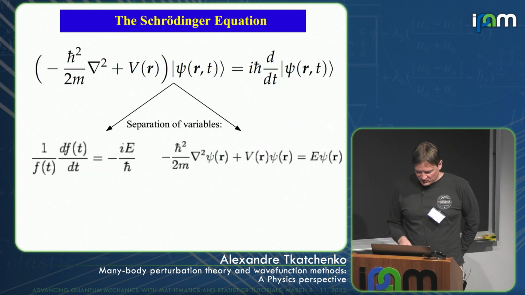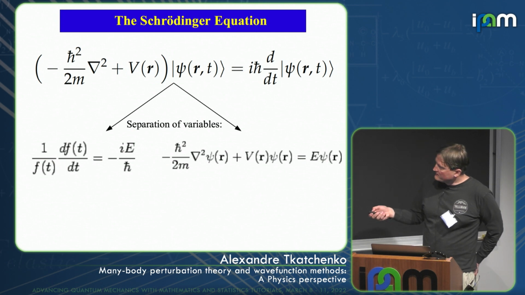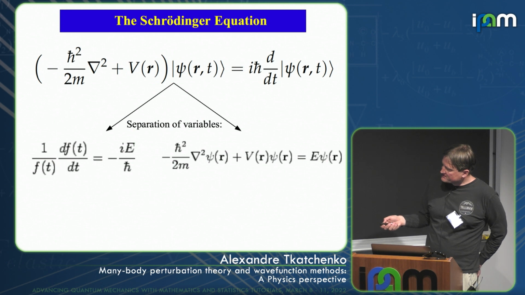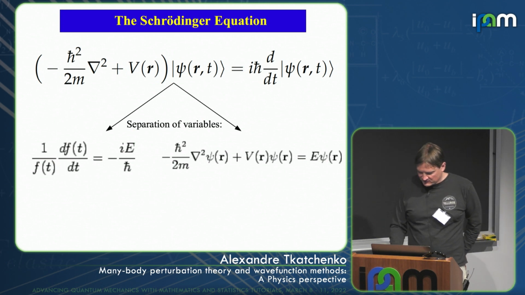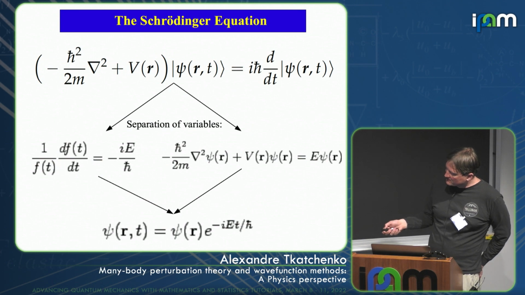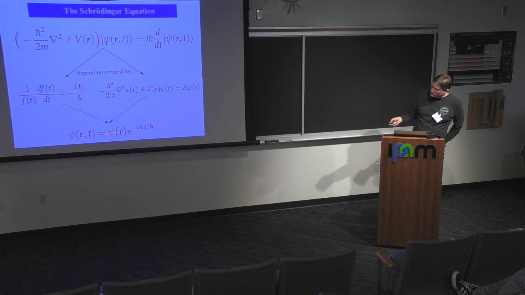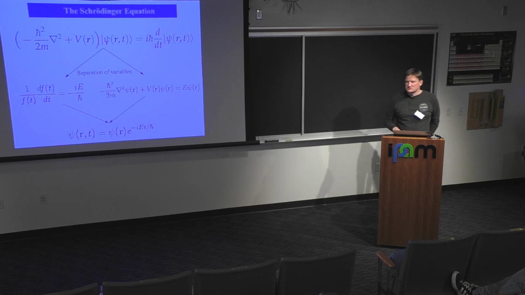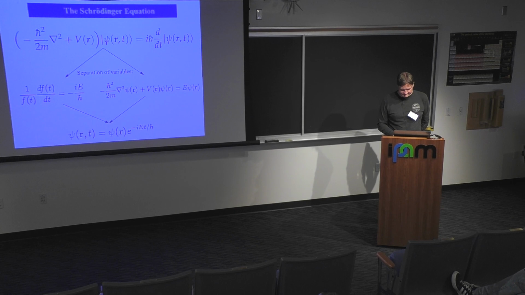Okay, so what we typically do is we separate variables, right? The wave function depends on spatial degrees of freedom and temporal degrees of freedom, so we can separate variables and then basically get rid of the temporal part by just writing a phase of the wave function. So we have a product wave function between the spatial part and the temporal part that just looks like a phase factor.